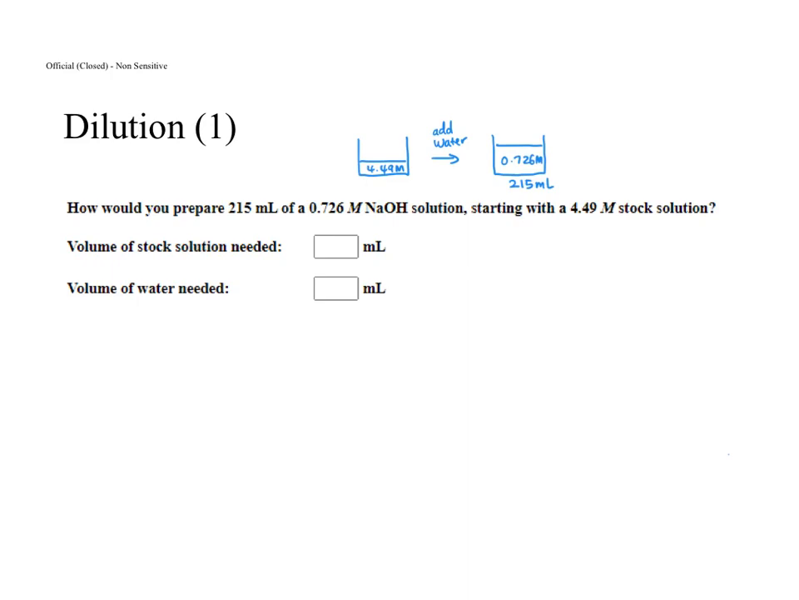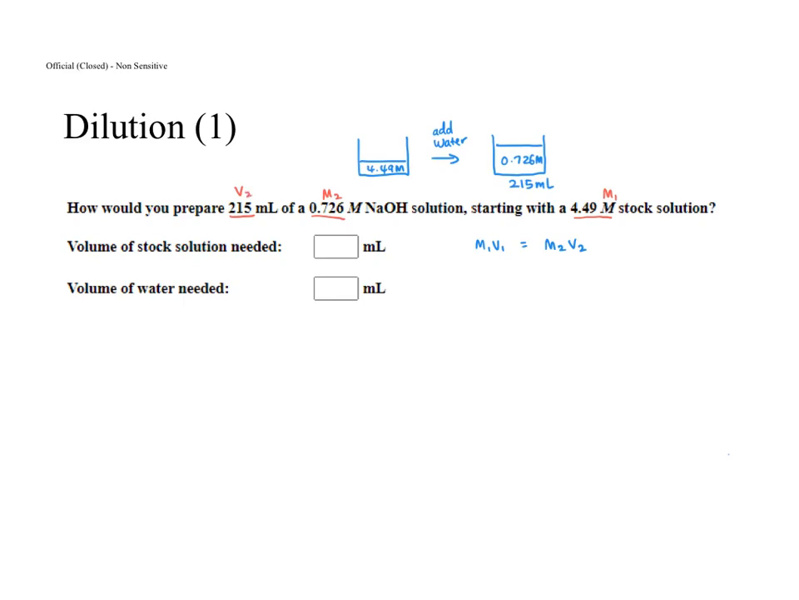For dilution questions, we can use the equation M1V1 equals M2V2. M stands for molarity or the concentration, and V stands for the volume. So looking at this data here, let's identify which are M1, V1, M2, V2. The initial concentration, this is M1. Final concentration is M2. This is the final volume, so this is V2.